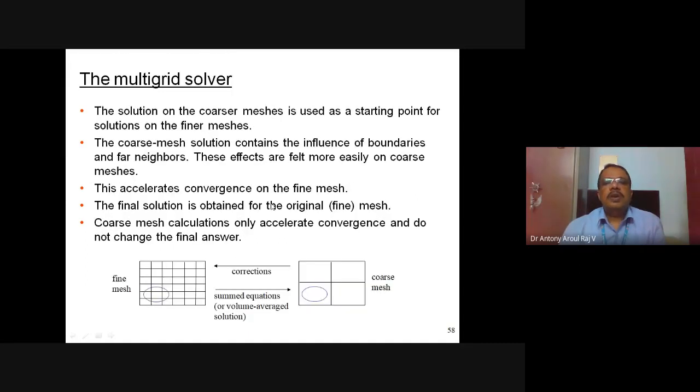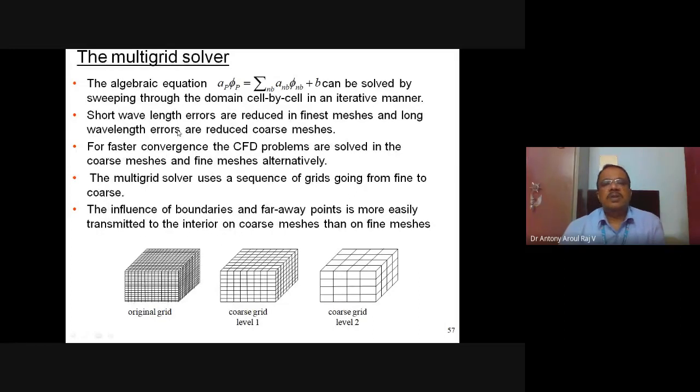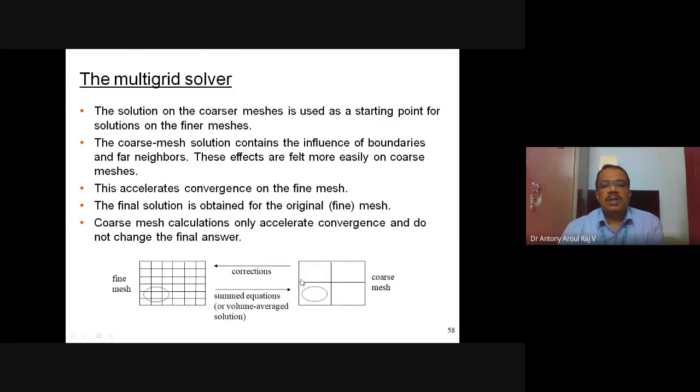Short wavelength error and long wavelength error are technical terms, so I will tell you in the simplest way what the multi-grid solver is doing. You solve the same problem first in the coarse grid, then in the fine grid. What is the advantage? In this problem all my boundary conditions are at the edge, at the boundary only. If I solve in the coarse grid, my boundary conditions have entered inside the domain.